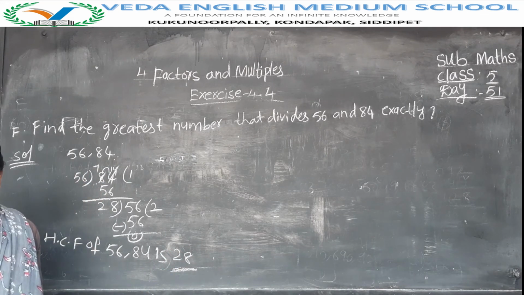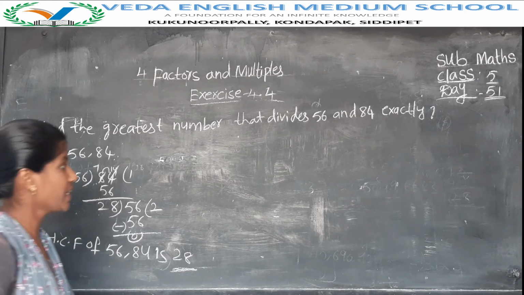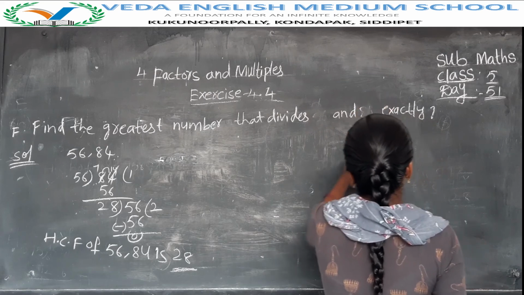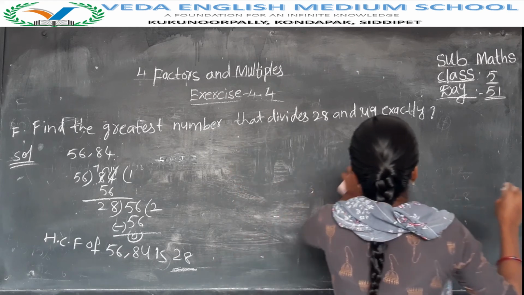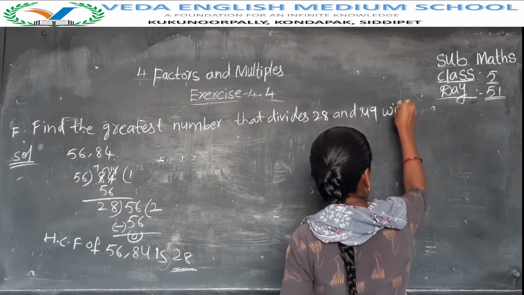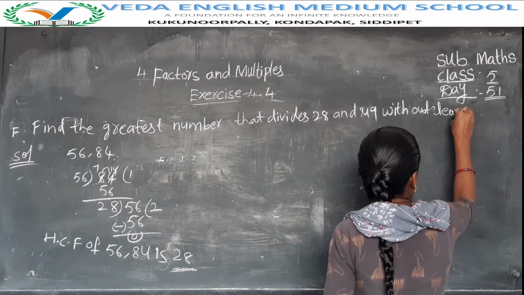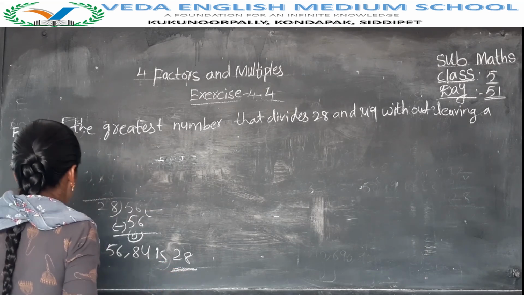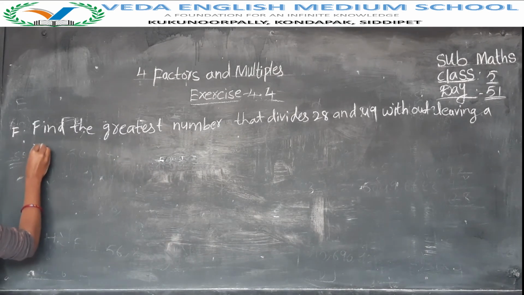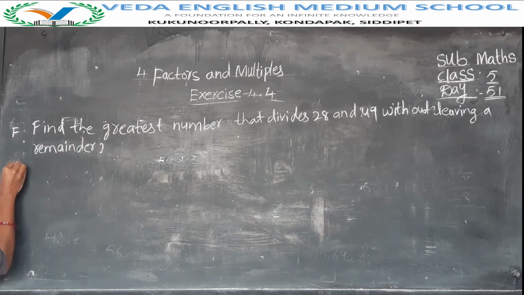Find the greatest number that divides 28 and 49 without leaving a remainder. 28 comma 49. Without leaving a remainder means exactly. Remainder should be 0. Remainder. Solution. Here also they said highest number.